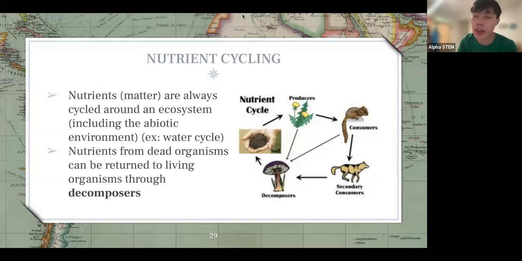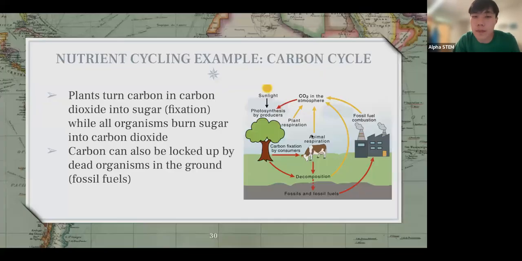You can't destroy the carbon that's in a plant, because even if you burned it, it would just turn into carbon dioxide in the air, which is part of the abiotic environment. So the nutrients just move around, but they can't ever be created or destroyed. And nutrients from dead organisms are often returned to living organisms through decomposers. Decomposers like fungi and bacteria in the soil help break it down into a form that's reusable by the producers.